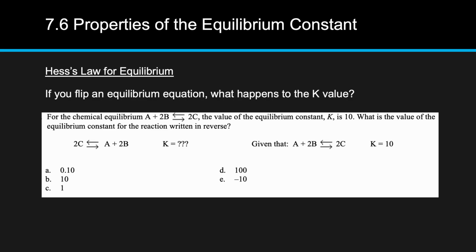All right, so as discussed in our last slide, if we need to flip an equation, we are going to take the inverse of K. So for the chemical equilibrium, we have A plus 2B reacts to form 2C, and we are given a K value of 10. Well, we want to find the K value of the same equation, but in reverse. So since it's in reverse, our new K value is going to be equal to the inverse of our original K value, which will be 0.10. So the answer is A.